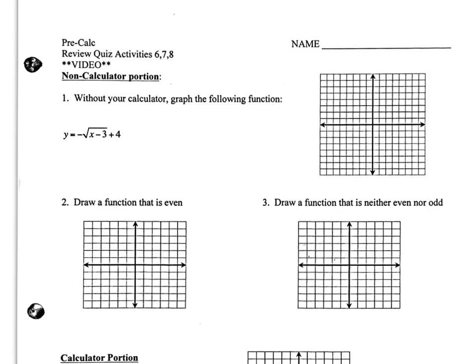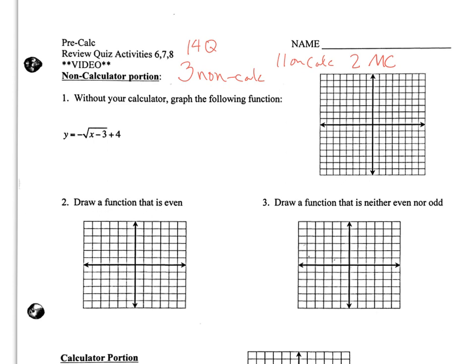Hi everybody, and this is the video for the quiz on activities 6 through 8 for pre-calc. On the quiz there are 14 questions, 3 on the non-calculator part. So that leaves 11 other questions. So of the 11 on the calculator, 2 are multiple choice. Everything else, obviously, you'll write down your answer.